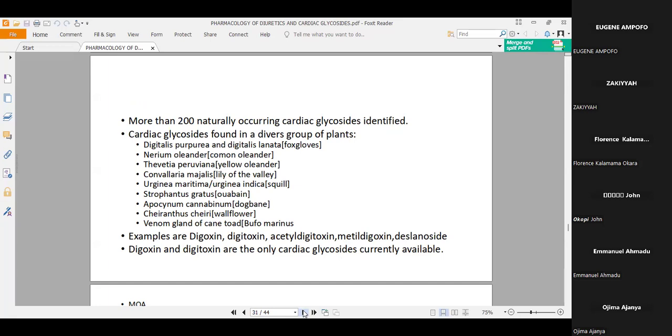We have more than 200 naturally occurring cardiac glycosides, derived from a diverse group of plants. The common sources are usually Digitalis purpurea and Digitalis lanata. Examples of cardiac glycosides are digoxin, digitoxin, acetyldigitoxin, methyldigoxin, and deslanoside. The currently available forms are only digoxin and digitoxin.